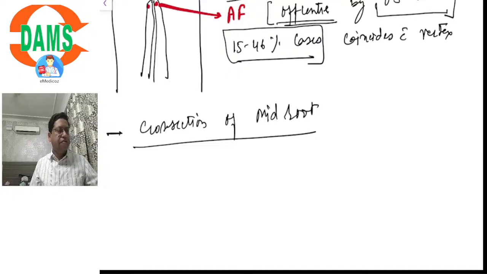Whether the connection is proper or not. Okay, fine. So a complete isthmus between two canals is called type 2 isthmus.